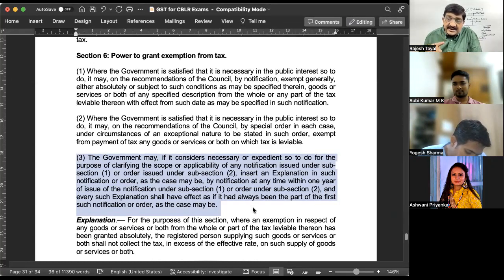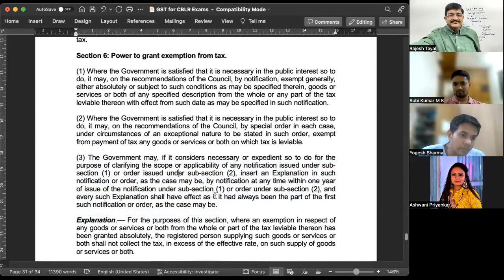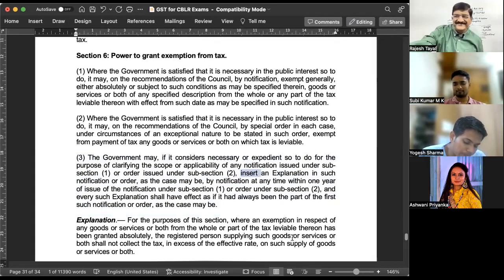So by reading this, can you interpret that the government cannot amend the notification or order? Sir, it can amend by issuing another notification. Right. So I'm just revising it again. The government can amend that, but for amending, another notification is required, not subsection 3. It cannot touch the language of the notification or order already issued. What can it do? Issue another notification. Insert. Not an amendment. So what is being done? One explanation is being inserted without altering the original language of the notification or order.